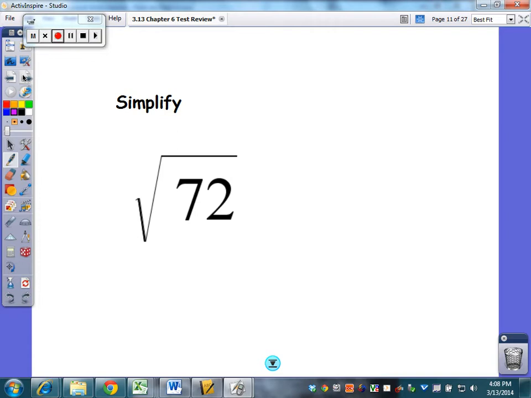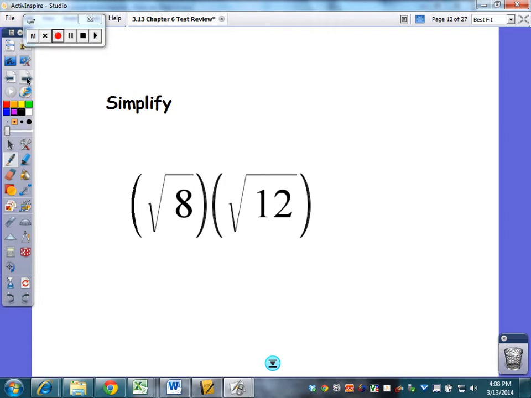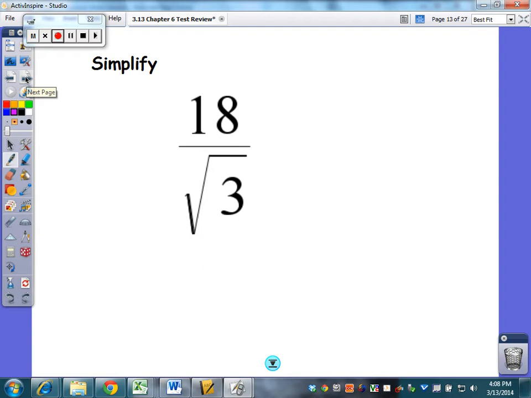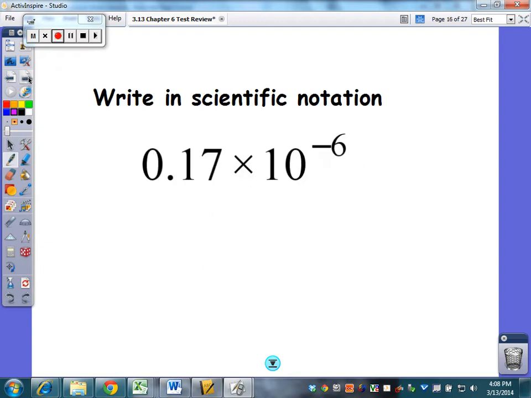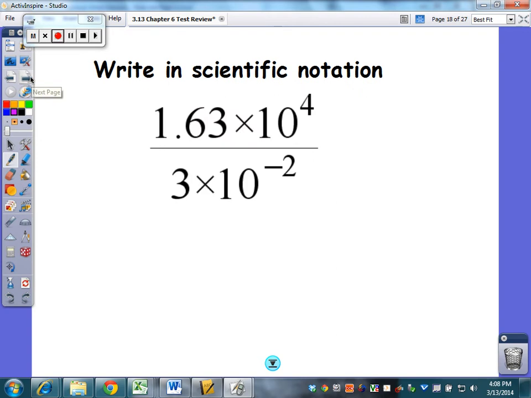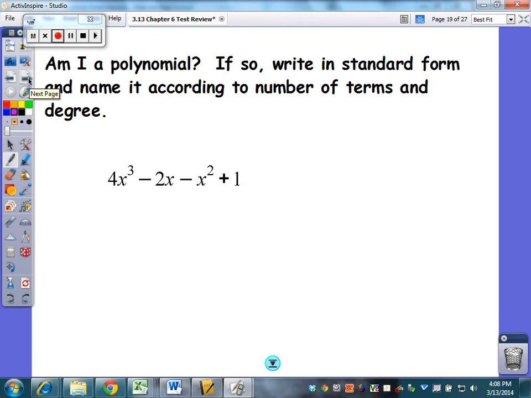Okay, we decided to go ahead and skip the radicals. We're going to deal with that on Monday, quiz it on Tuesday. Same thing with scientific notation. We're going to move that to Monday, review it, quiz it on Tuesday.